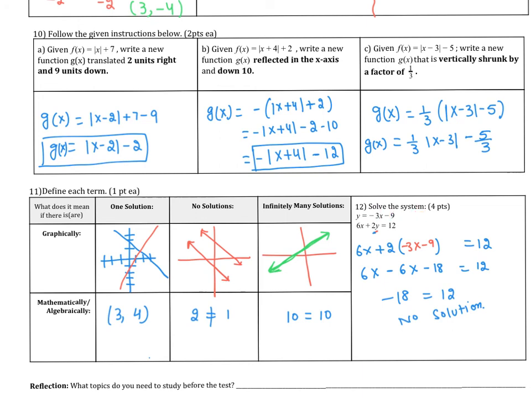Solve the system of equations for number 12. So I'm going to use this y. The y value is negative 3x minus 9, and plug it in for this y. So 6x plus 2 times, this is going to be plugged in for y, equals 12. Distribute the 2 inside, and you're going to get 6x minus 18 equals 12. 6x and negative 6x cancel. Negative 18 equals 12. It's not possible because negative 18 is not equal to 12. So that's why we're going to say that this is no solution.